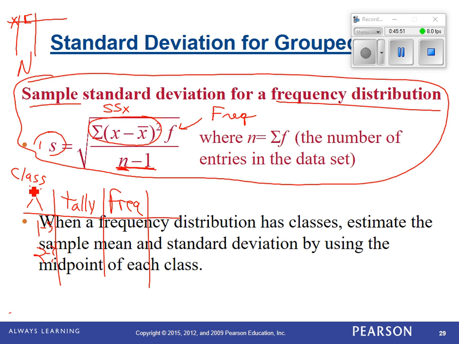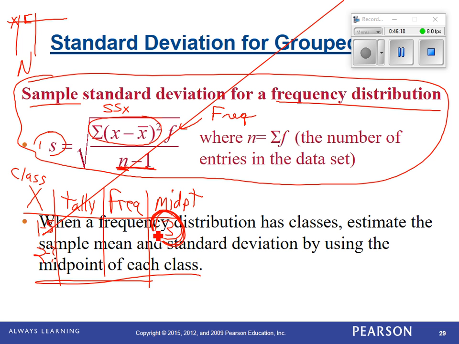Alright, when a frequency distribution has classes, estimate the sample mean and standard deviation by using the midpoint of each class. That's why sometimes we put midpoint, because if we go 1 to 5, and you say, well, I don't know what it is here, then we add them together and say, okay, the midpoint there is 3. That's the number we use for each one.